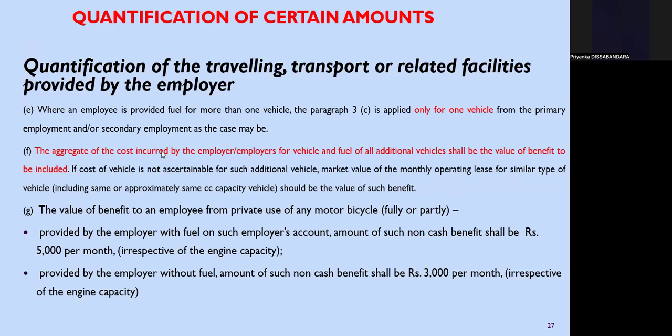Here, the aggregate of the cost incurred by employer or employers for vehicle and fuel of all additional vehicles shall be the value of benefit to be included. That means we have to include market value of all other vehicles as vehicle benefit. That means these concessions are applicable only to one vehicle.